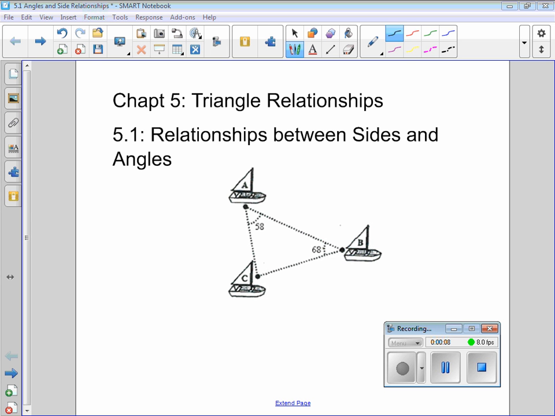And so with this concept 1, we have 5.1, which is relationships between sides and angles. So if you take a look at the picture here, we have 3 boats and they form 3 different angles. As you can see, there's kind of a triangle drawn between them. And the interesting thing at the end of this section, this 5.1, you should be able to tell me which boat is farthest from the other. Not how far, but which one's the farthest.